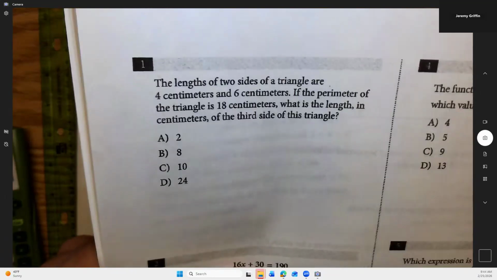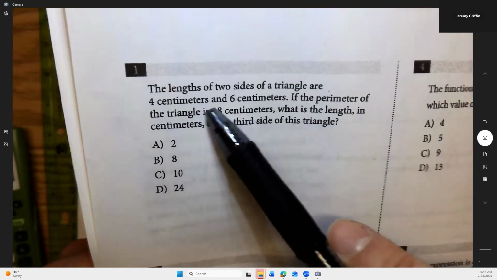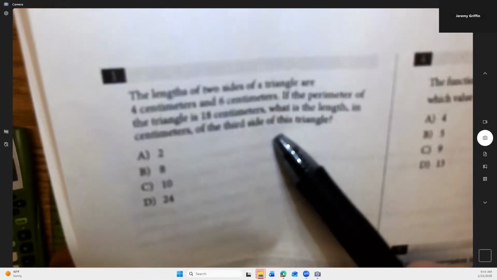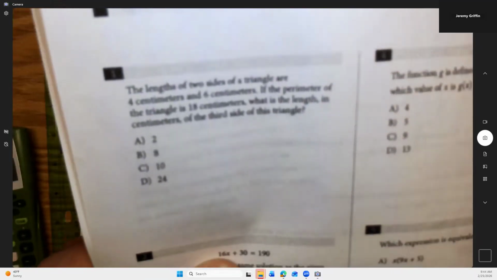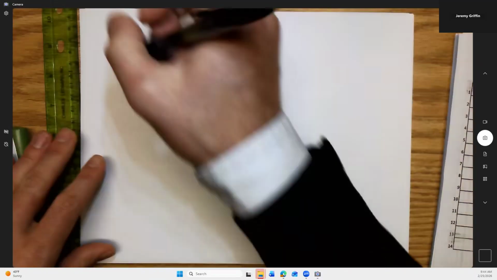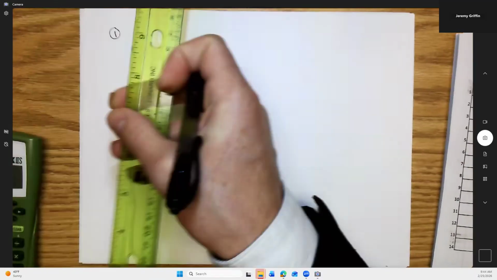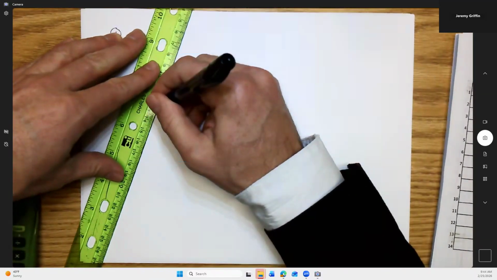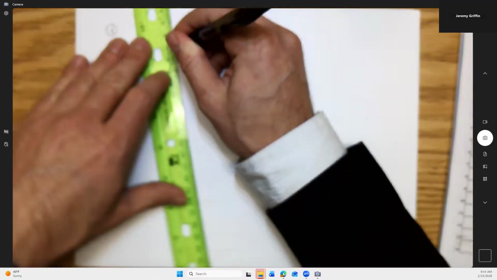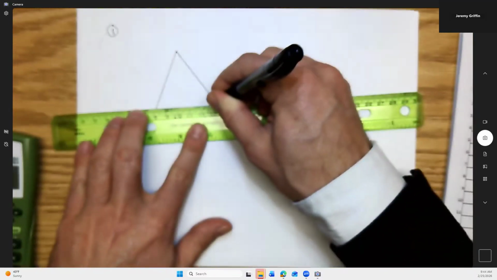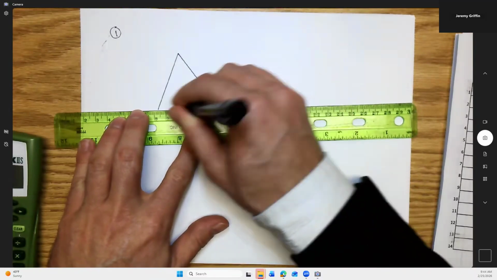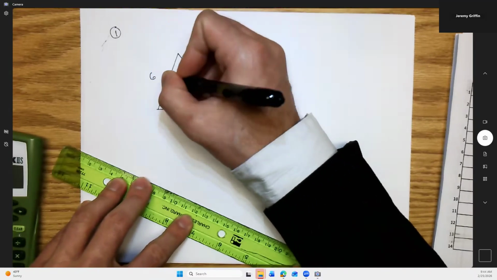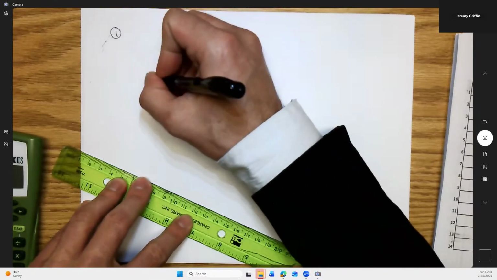Number one: the lengths of two sides of a triangle are 4 centimeters and 6 centimeters. The perimeter is 18 centimeters. What's the length of the third side of the triangle? I think the first questions tend to be easier, and then the questions get harder and harder, and some of the last questions are pretty tough, but of course I'm going to do all of these. I'll draw the triangle. I don't know if it's exactly to scale.